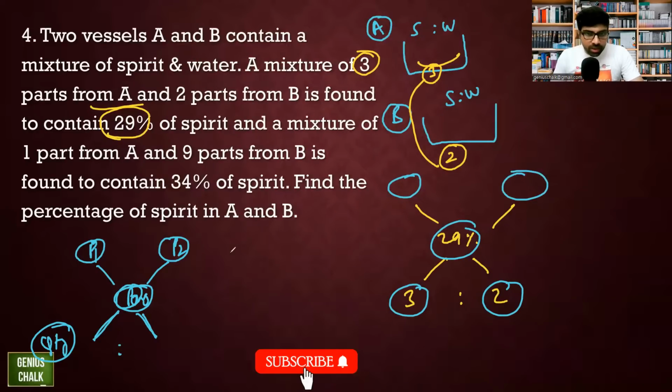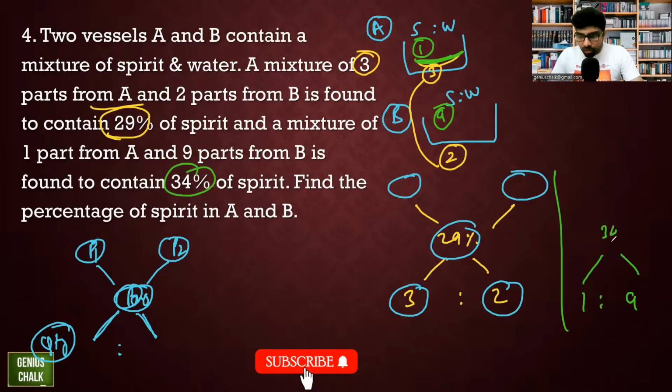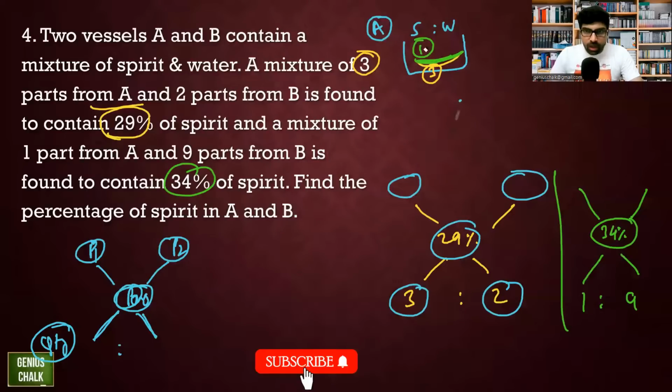Now, in the second instance, it is saying that we have to draw how much? Let's see. 1 part from A mixture and 9 parts from B. So I can write 1 part from A, 9 parts from B, and overall contains 34% of spirit. That is 34%. And now we have to find out the percentage of spirit in A and B. So in both the cases, it will be the same. Let's apply the alligation method to find the answer.